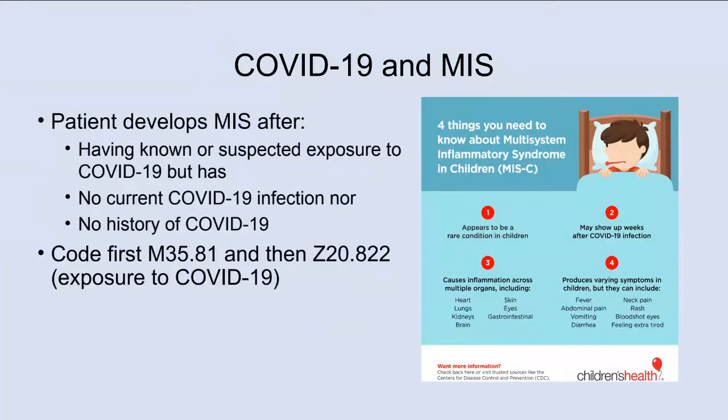Okay, so a patient develops MIS having known or suspected exposure, but no current infection and no history. So, been exposed, but don't have a confirmed diagnosis, and no history. Code first the M35.81 and then Z20.822, exposure.